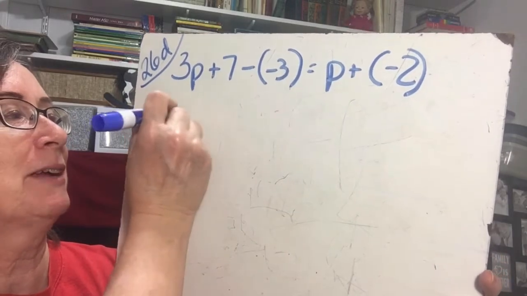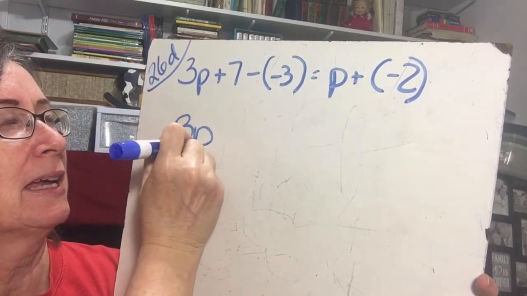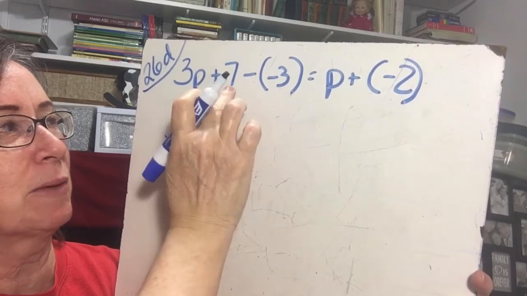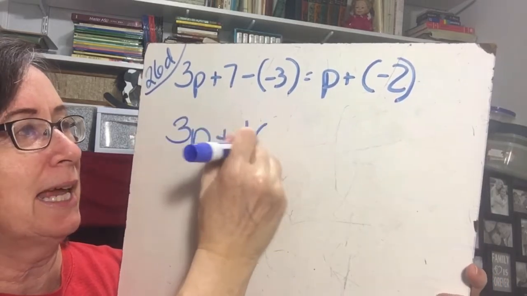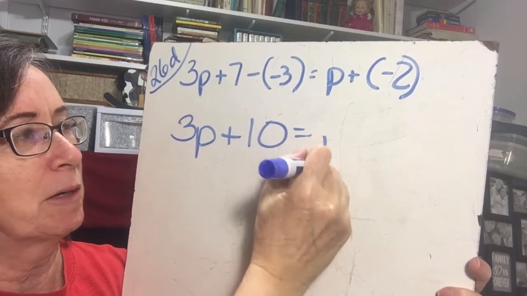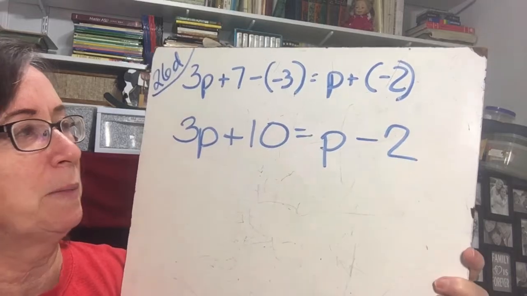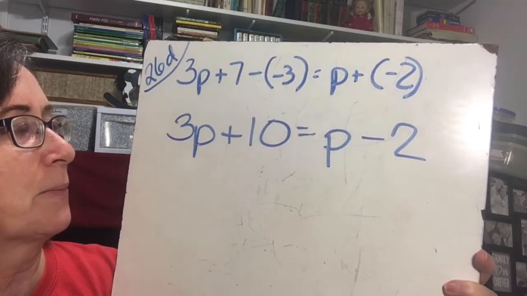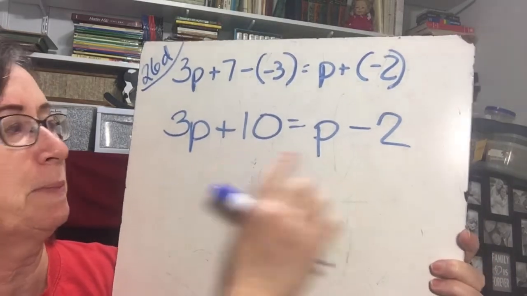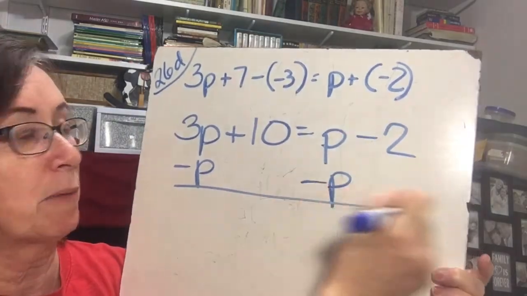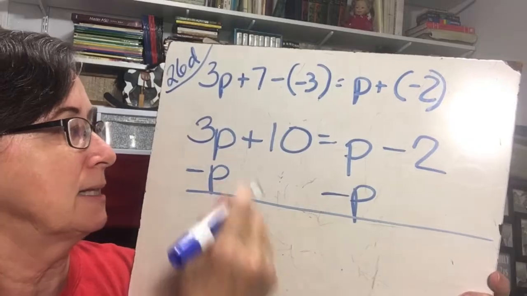Okay, so 3p plus 7 minus a negative 3 is really 7 plus 3, which is 10, is equal to p minus 2. Let's just write p plus minus 2 is minus 2. Okay, so let's move this p over here. So subtract the p, subtract the p. Notice I'm always doing the same thing to both sides.